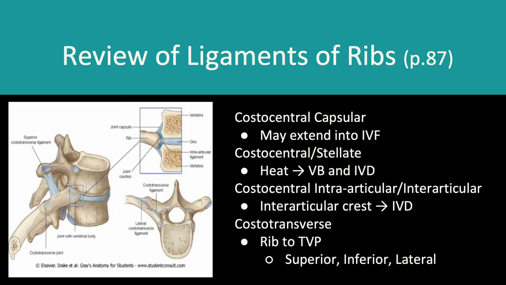Here's another slide just to quickly review those rib ligaments because they're important. So your costocentral capsular, costocentral or stellate, costocentral intraarticular or interarticular, and then your costotransverse.